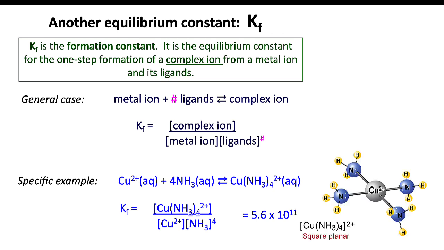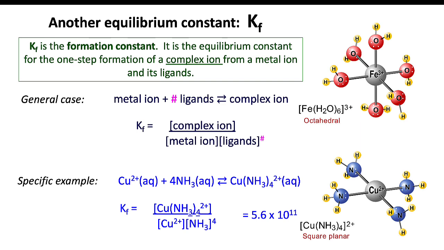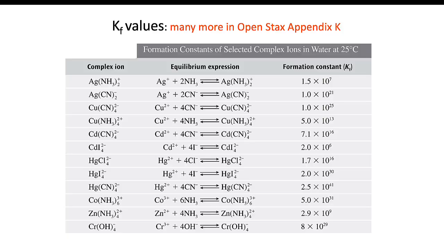This is what this would look like, right? We have the copper 2 plus in the center, and it's 4 ammonias that are attaching to the central copper. We'll talk more about these quite a bit in the next few chapters. This one has a coordination number of 4. It makes square planar, but octahedral is very common for these complex ions, and this would be an octahedral iron complex ion.